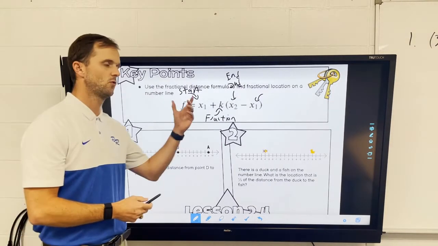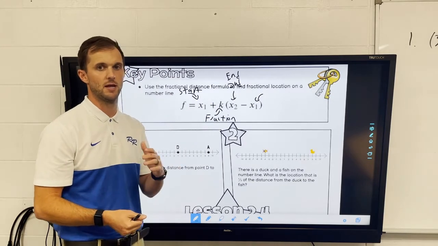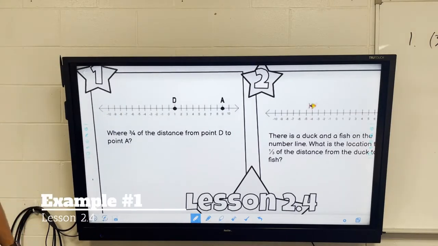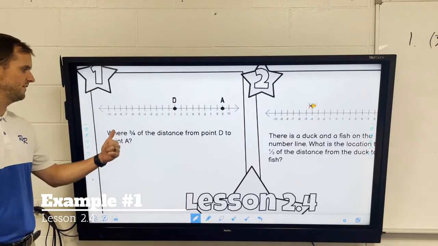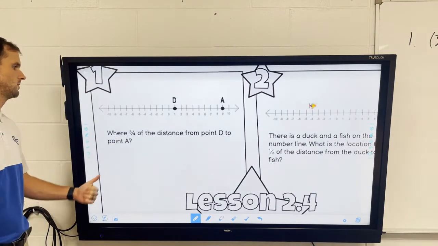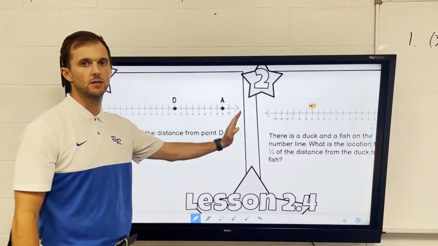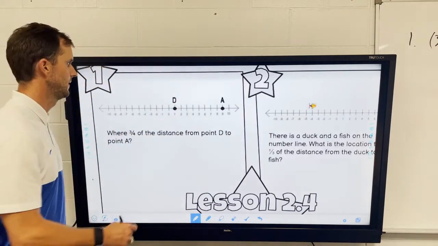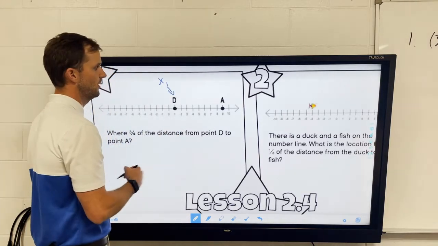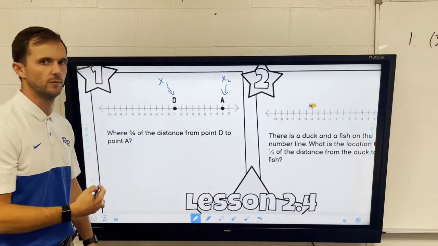We're going to be using this formula on each one of these examples so I can show you the fractional distance from one point to the next. Let's jump over to example number 1. It says where is 3/4 the distance from point D to point A? We're going from D to A here. So D is what your x1 is going to be, that's your starting point. And A is going to be your end point, so x2 in the formula, okay?